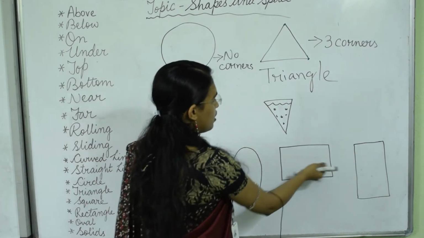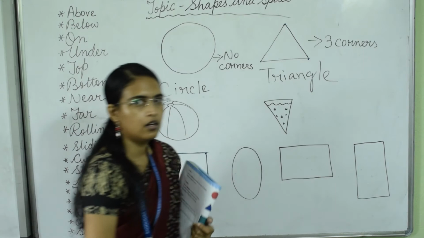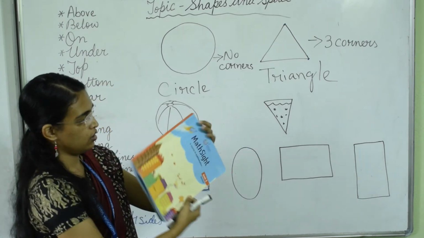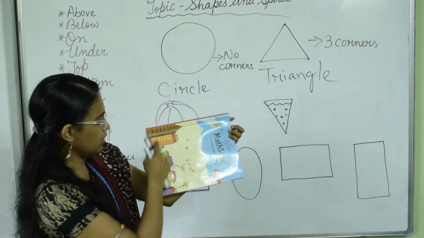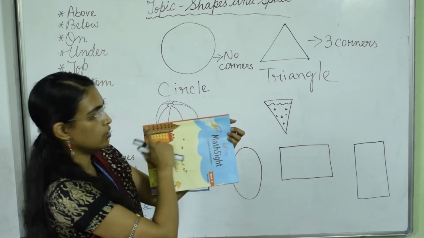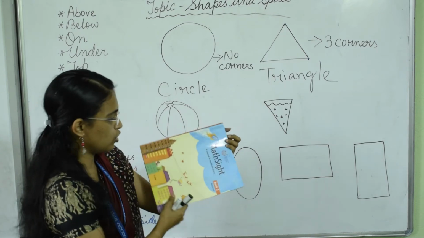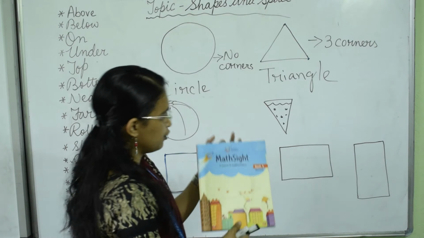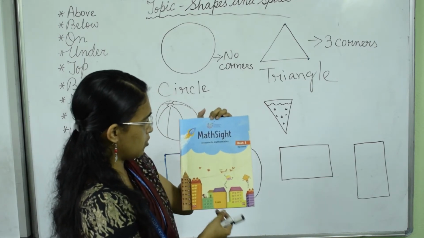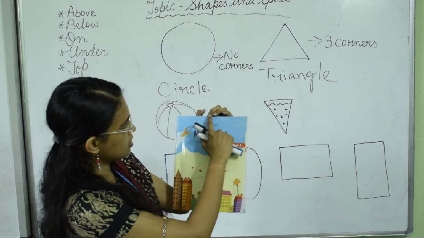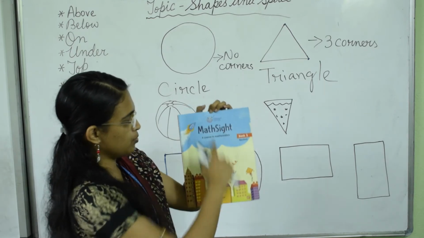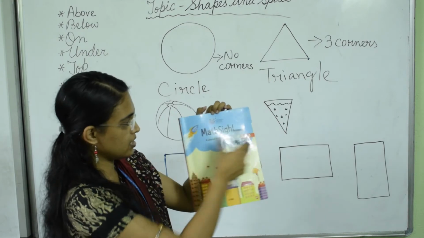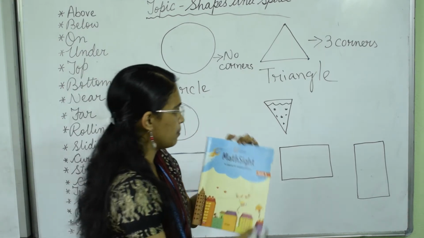Now an example of a rectangle is, you can say this book is also a rectangular book. Look, these 2 sides are small and these sides are long, right? So this is an example of a rectangle. Or if you hold the book in this way, look, this side and this side are small, and this side and this side are long. These 2 lines are long. So this is an example of a rectangle.